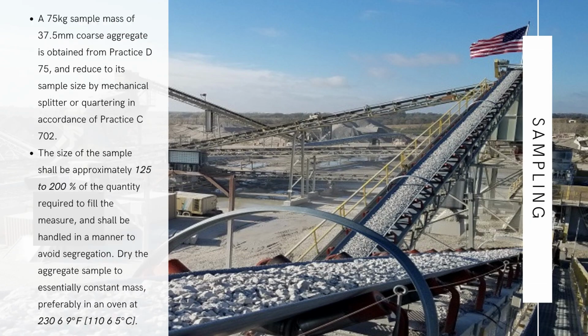A 75 kg sample mass of 37.5 mm coarse aggregate is obtained from practice D75. Para ma-reduce ito to its sample size, you can use mechanical splitter or quartering in accordance with practice C702. The size of sample shall be approximately 1 1/4 to 2 times the quantity required to fill the measure and shall be handled in a manner to avoid segregation.